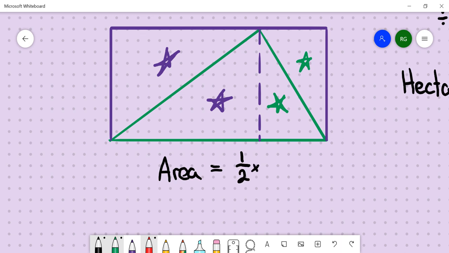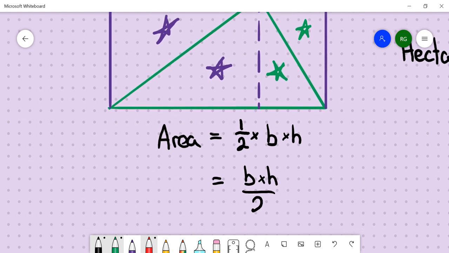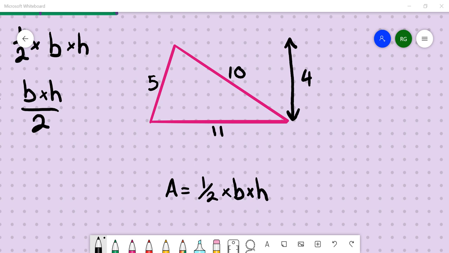half times base times height, or you'll see it as base times height divided by 2, both of which give the same answer. We'll go through one really quick example here of how to determine the area of a triangle.